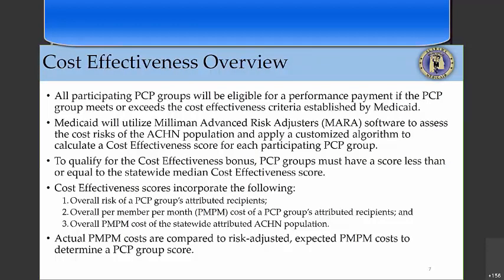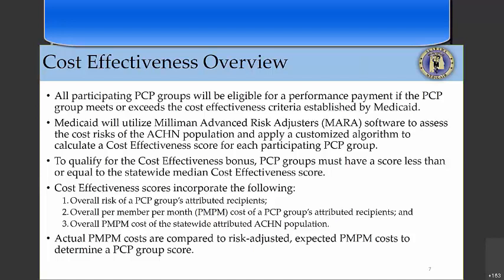Let's begin with an overview of cost effectiveness. First, all participating PCP groups will be eligible for performance payment if the group meets or exceeds the cost effectiveness that we will cover today. Medicaid will utilize Milliman Advanced Risk Adjusters, otherwise known as MARA, to assess the cost risks of the ACHN population and apply a customized algorithm to calculate a cost effectiveness score for each participating PCP group. To qualify for the cost effectiveness bonus, PCP groups must have a score less than or equal to the statewide median cost effectiveness score. We will cover this in detail later.